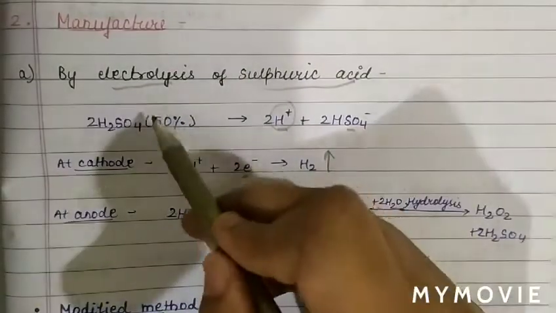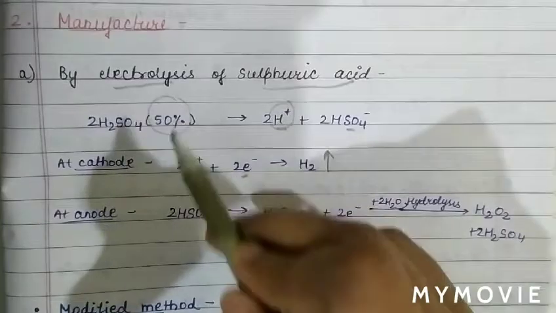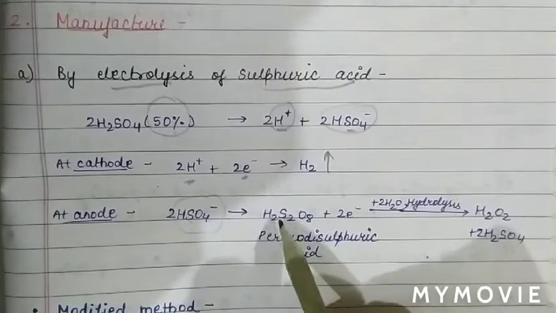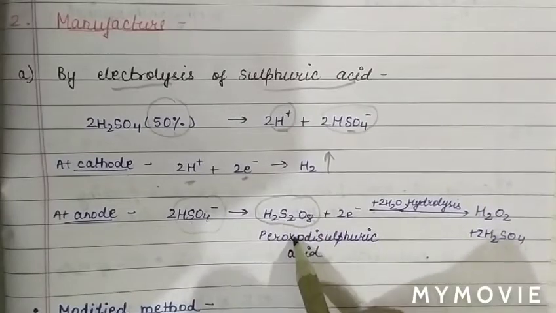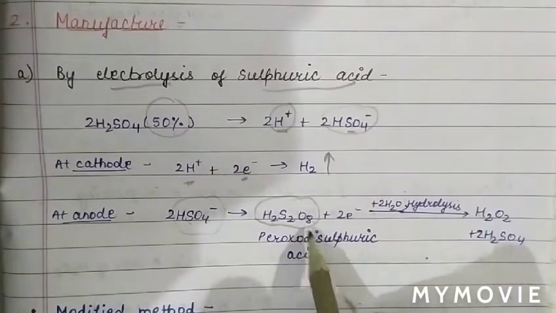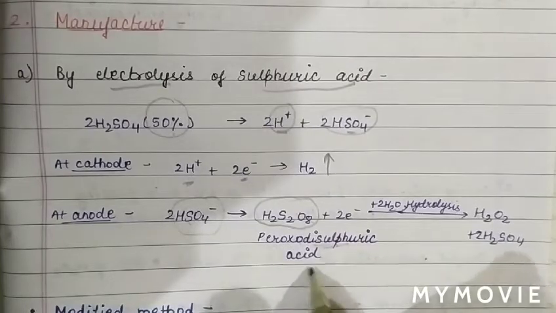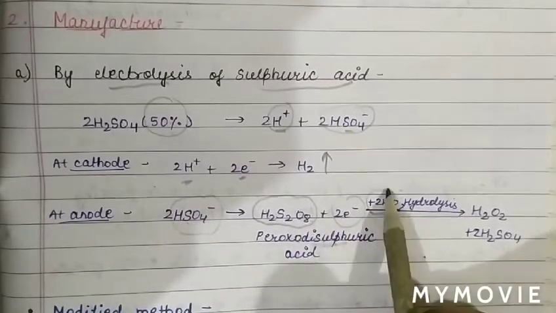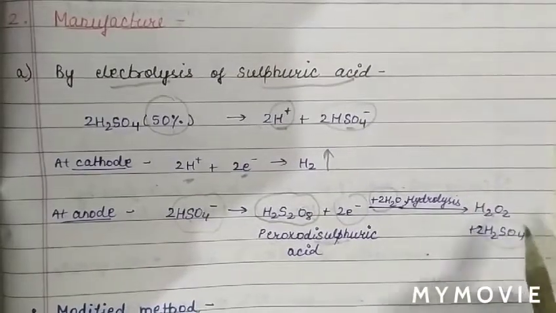Now here we are taking 50% H2SO4. So when 50% H2SO4 is taken, then this HSO4- at anode will convert into peroxodisulfuric acid, H2S2O8. This is peroxodisulfuric acid because it is formed by combining two sulfuric acids and there is one peroxy linkage, hence peroxodisulfuric acid. When this gains 2 electrons, now hydrolysis. When hydrolysis of H2S2O8 occurs, it forms H2O2 with H2SO4.